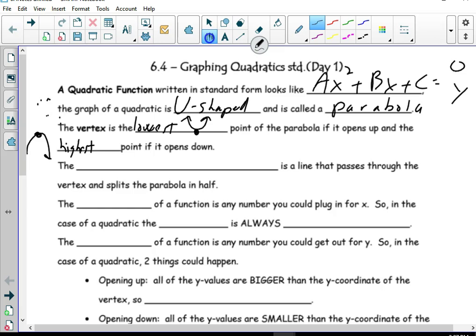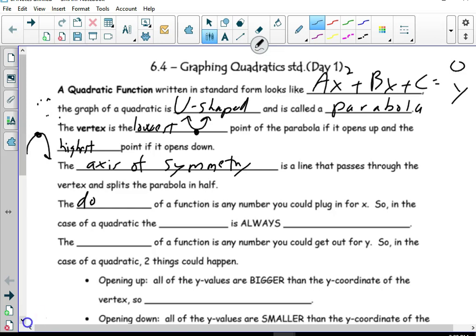All right? Now, the axis of symmetry. The axis of symmetry is a line that passes through the vertex and splits the parabola in half. It's symmetrical, the two sides match. So the left and right side of the parabola match if you folded it over that line. So the axis of symmetry splits it in half.